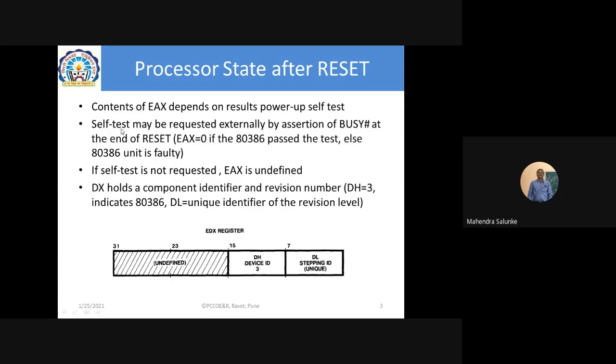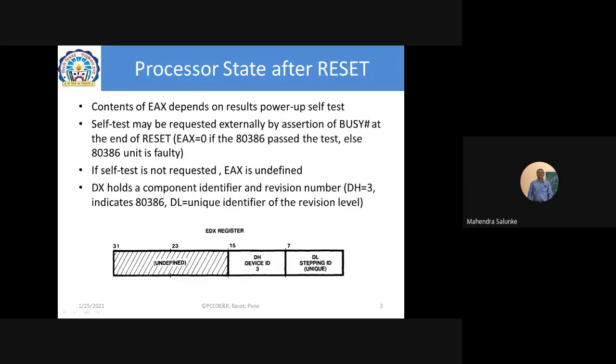So the EAX value will be checked whenever your hardware requests the self test. If the self test is not requested, then EAX is undefined, so we can simply ignore it. And DX holds the component identifier. This is a very interesting value which was introduced with this particular self test. So DX is used to specify the identifier, right?